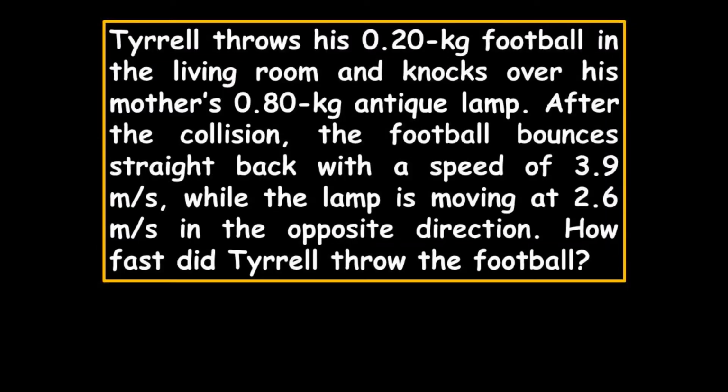Terrell, a football player, throws his 0.2 kilogram football in the living room and knocks over his mother's 0.8 kilogram antique lamp. After the collision, the football bounces straight back with a speed of 3.9 meters per second, while the lamp is moving at 2.6 meters per second in the opposite direction. How fast did Terrell throw the football?